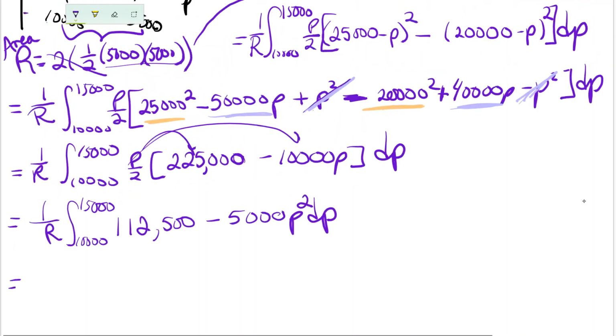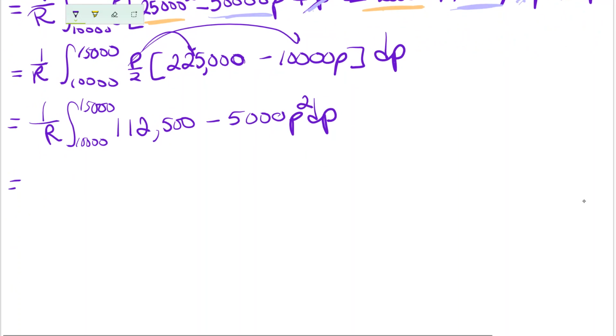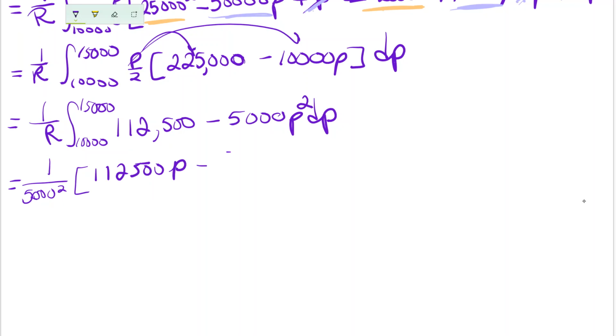So just a reminder, r is 5,000 squared, so let's just write her in there, whatever that happens to be. Now we're integrating, so these bounds are going to go away. I'm going to get 11250, add 1 to the power, minus 5,000, add 1 to the power and divide by it. Evaluated from 10,000 to 15,000.